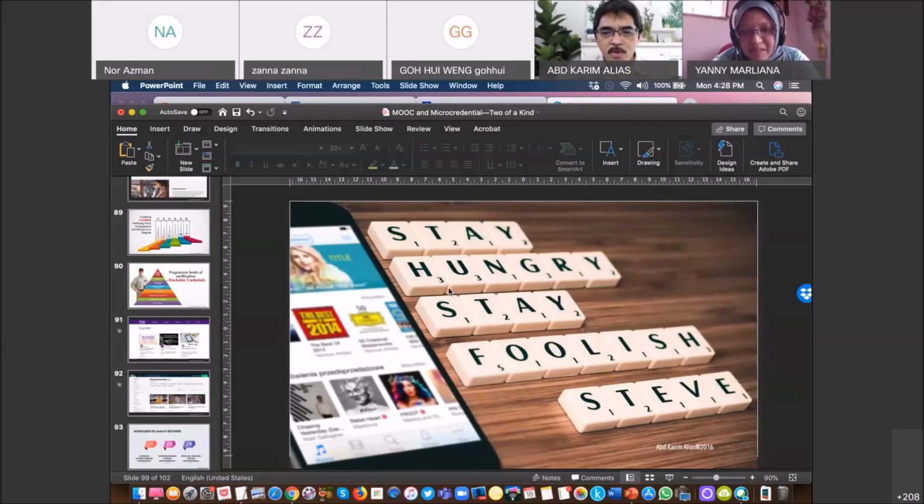Sorry again. You have to design activities in between the lectures. Yeah. So is that for MOOC or micro-credential? Both. In terms of the actual content of MOOC and micro-credential, both usually would have some form of learning activities. Must happen.